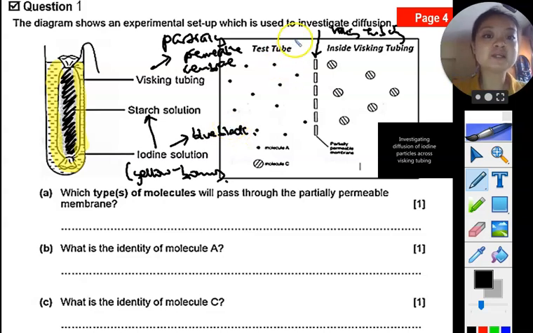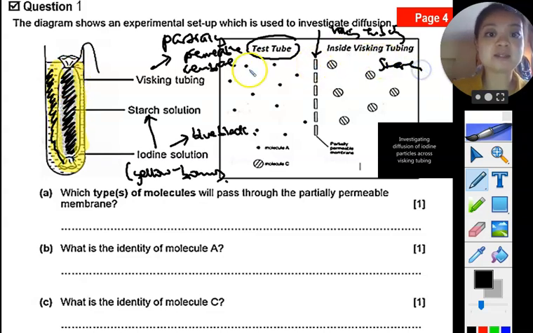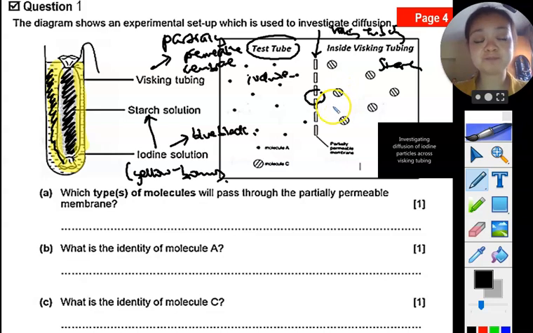So, this is the test tube. That means iodine is outside in the test tube. Then, the starch is inside the Visking tubing. So, this is starch. And this is iodine. The first question I want you to compare is which molecule do you think can pass through the membrane? Look at the size of the hole, and look at the size of the molecule. Which molecule is small enough to pass through? I think it's quite obvious.